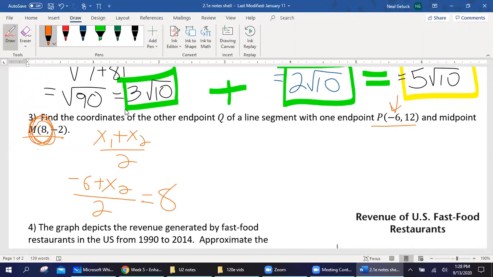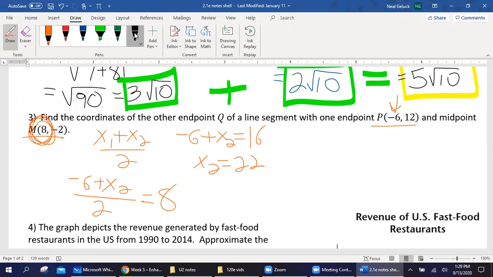So I've got to solve this algebraically now. If I multiply by 2, that would give me -6 plus x2 equals 16. Add 6 over. x2 is 22.